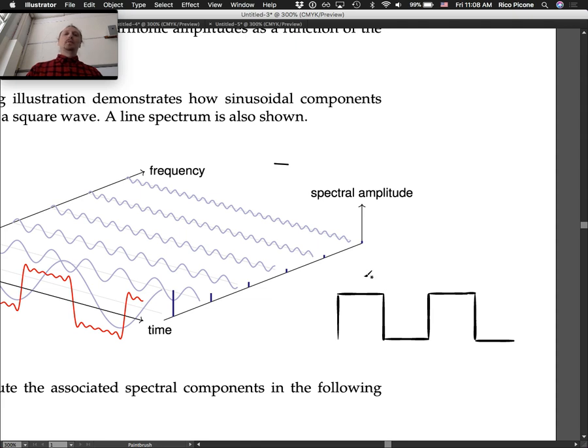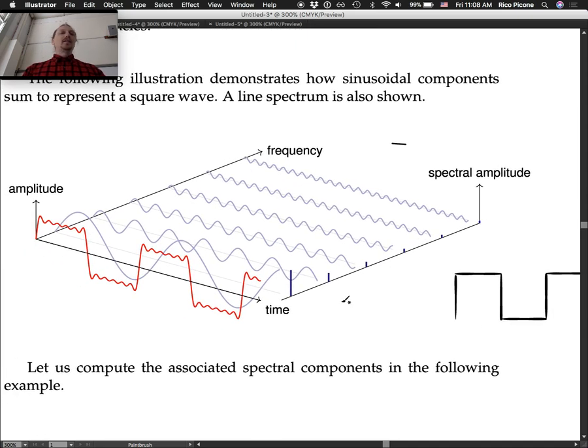But if we wanted to, first of all, a square wave is a periodic function, correct? And for periodic functions, we can write Fourier series. So that's what we're going to do. This square wave can be thought of, just as any periodic function can be thought of, as a sum of a bunch of sinusoidal components that we can find from the Fourier analysis.